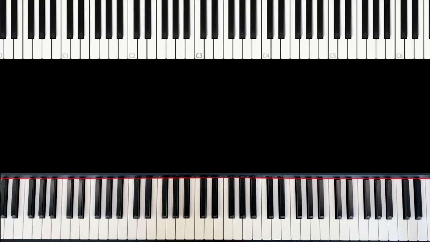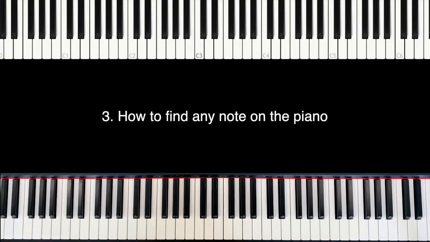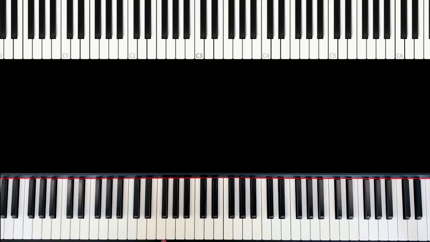And this brings us to part number 3: how to find any note on the piano. And here's a trick, because this is the part where the black keys come into the game for the first time. As you can see, we have groups of black keys. We have 2 black keys, then 3 black keys, 2 black keys, 3 black keys, and so on. All over the piano, all over the keyboard, no matter which size you have, it's always the same.